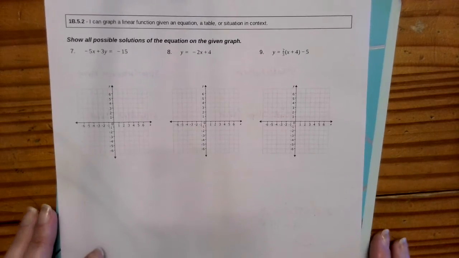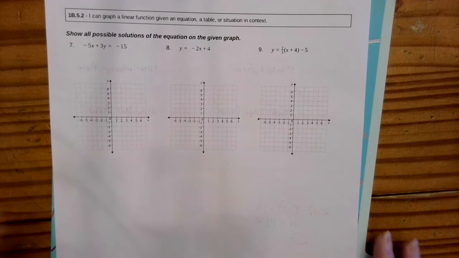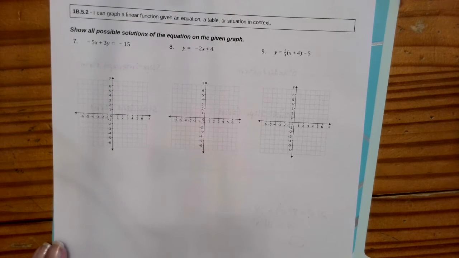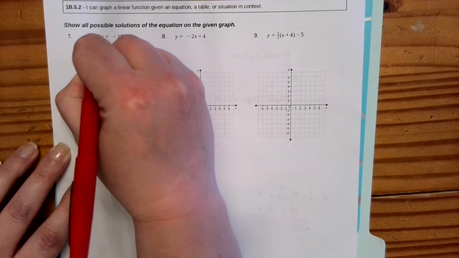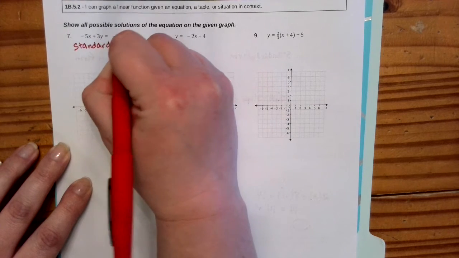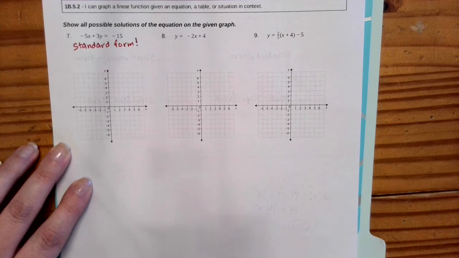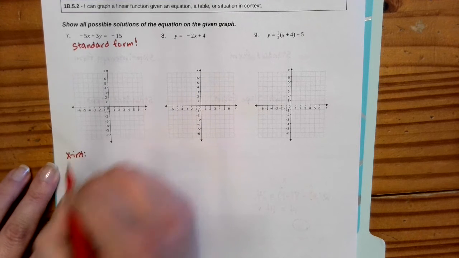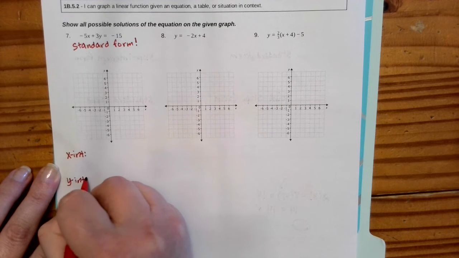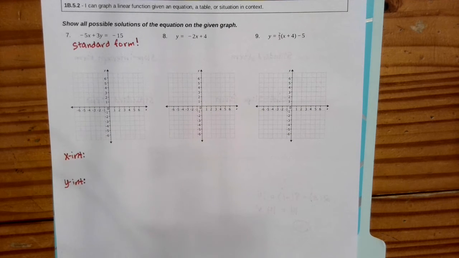Okay, now we've got these 3 different graphs that we're going to have to do. The first one says negative 5x plus 3y is equal to negative 15. Hopefully you guys can recognize that that one is in standard form. So I'm going to write that, standard form. In order to graph an equation that's in standard form, I need to find the x-intercept and the y-intercept. Once I have those 2 points, I can just connect them and draw a straight line.